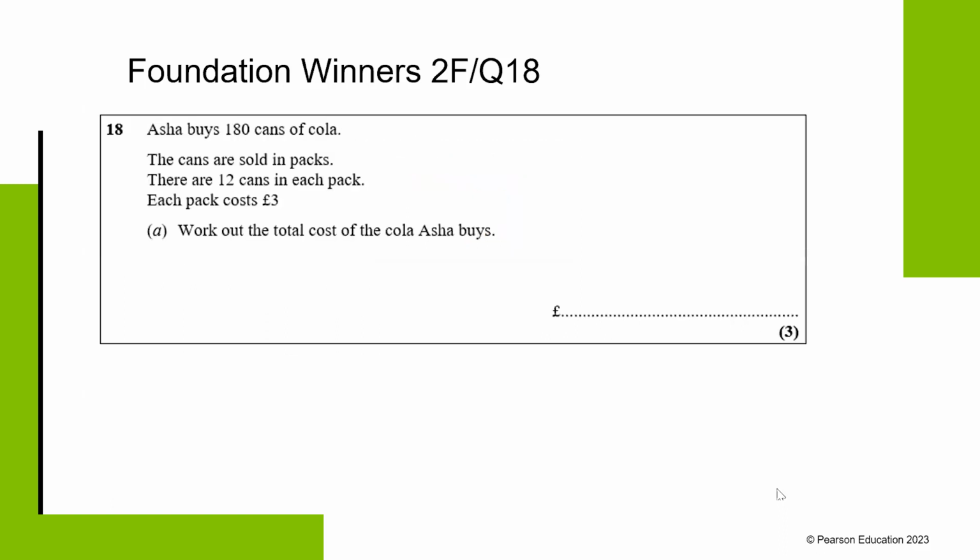So my other question to pick out from the foundation tier that I thought was interesting to talk to you about was question 18 on paper 2. Again, nothing surprising. Ash is buying 180 cans of Coke. They're sold in packs. There's 12 in each pack. Each pack costs £3. Work out the total that she can buy. This was a clear winner, as all students across all grades scored well.